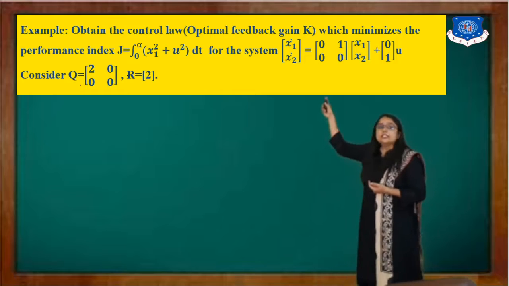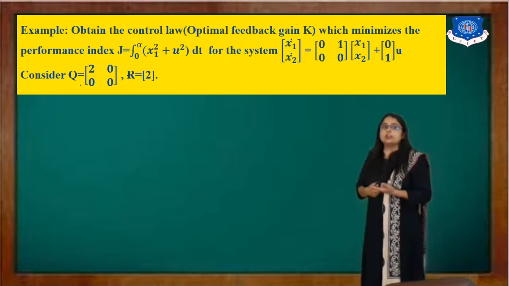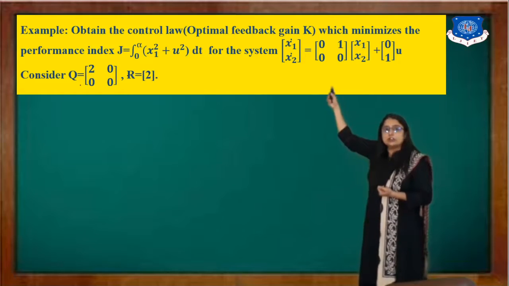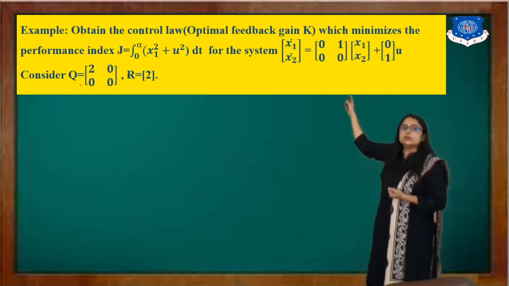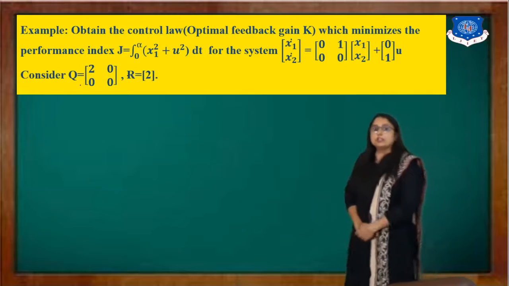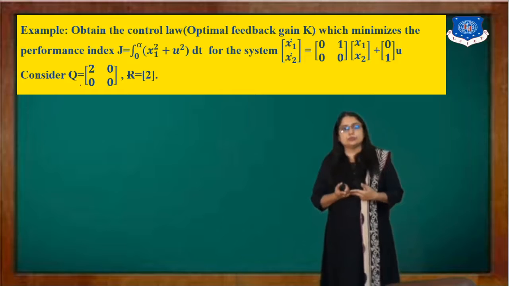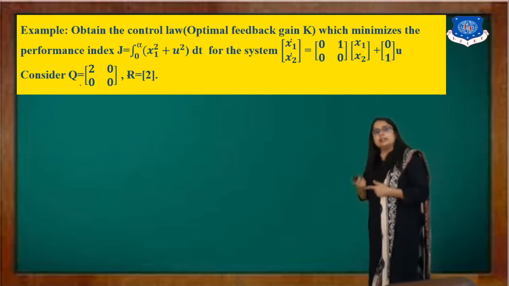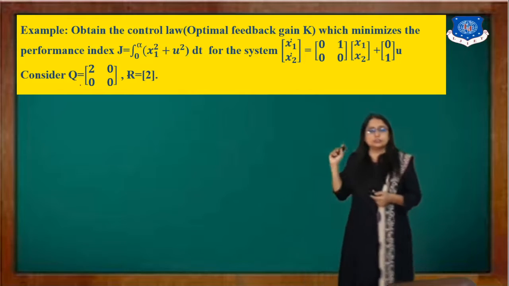Now here, as I told you, the direct values of A and B may not be given to you. Here the equations are given: x1 dot and x2 dot equal to 0, 1, 0, 0 times x1, x2, plus 0, 1 times u. The values of Q and R are always given to you, but the values of A and B may be given directly, or in the form of equations.